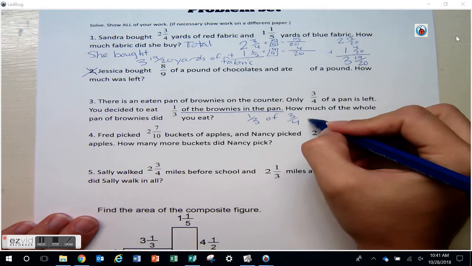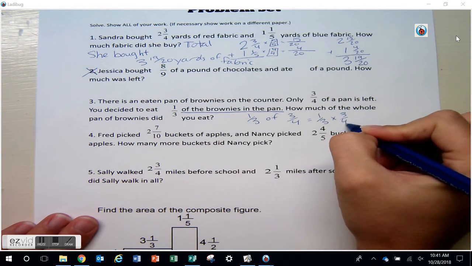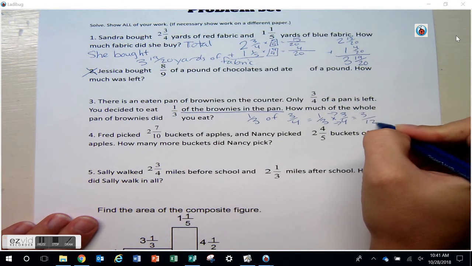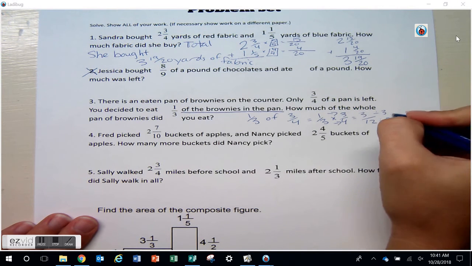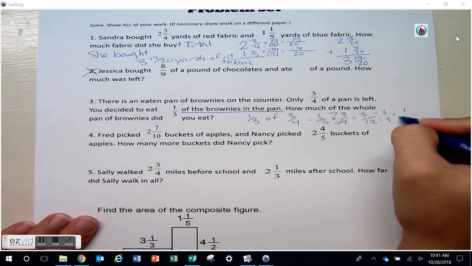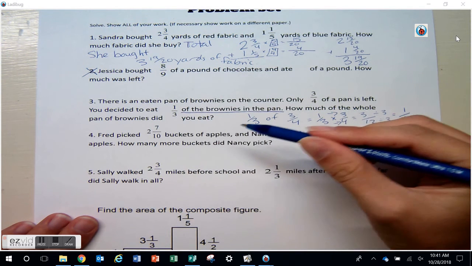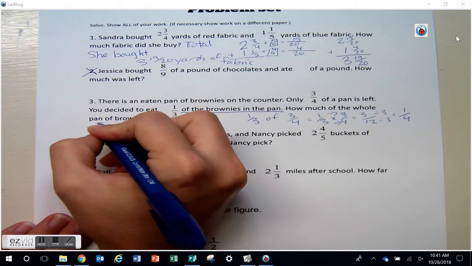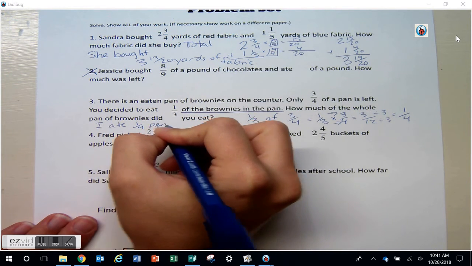That means I'm doing 1/3 times 3/4, which gives me 3/12. If I simplify it, which I could have cross-simplified, I'd get 1/4. So, how much of the whole pan of brownies did I eat? I ate 1/4 pan of brownies.